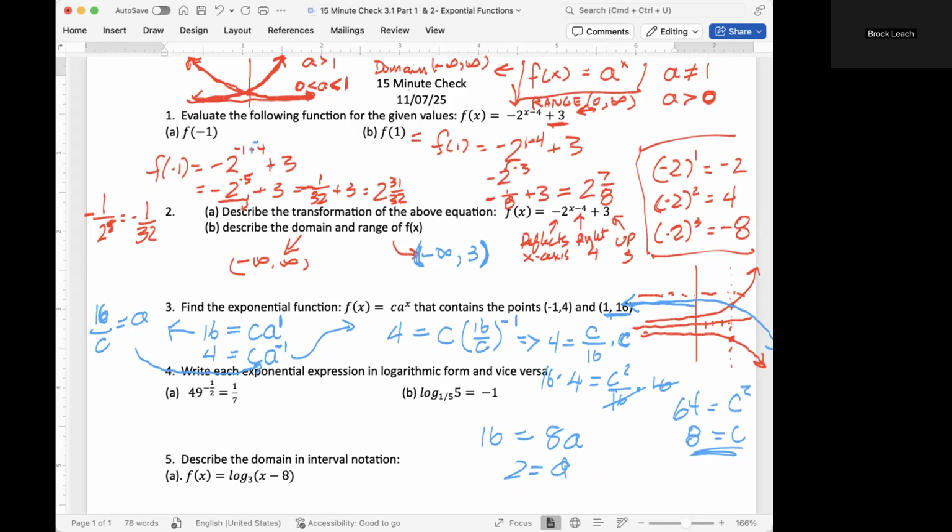So here I have my a value and I have my c value. Substitution is how we can do that. We put in the values that we have. We use substitution from one equation to the other. So the function then would be f of x equals 8 times 2 to the x. Very good. Any questions on that?